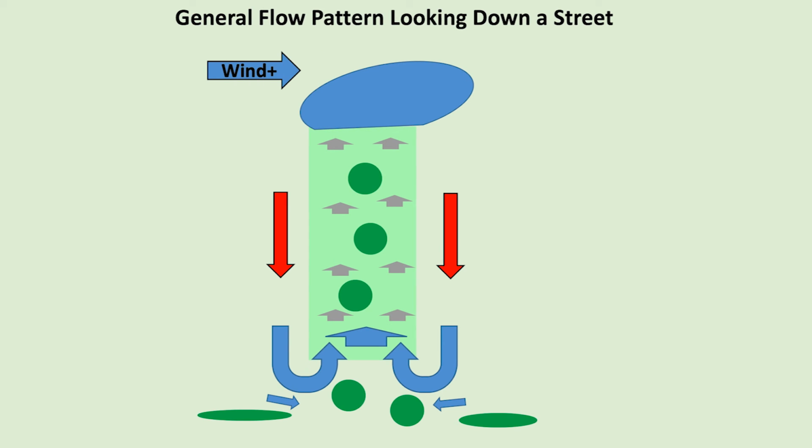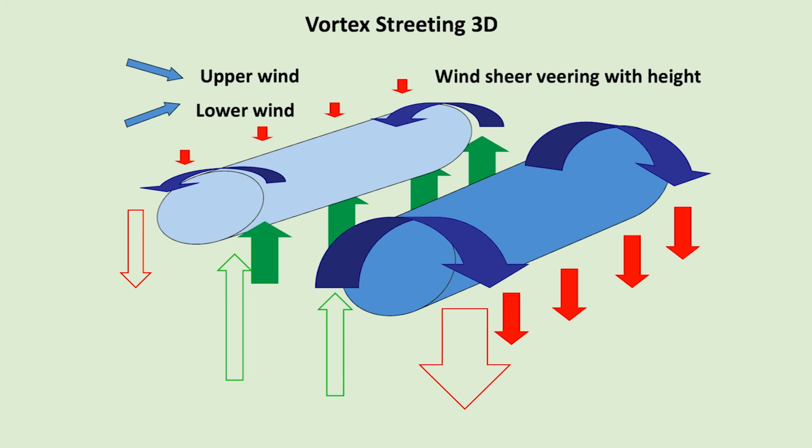So here's my general flow, but the upper wind has got a crosswind to the street, and so there's going to be more sink on the downwind side. Again, a vortex streeting 3D then. You can see there's a great tendency for the right-hand side of the screen to have a greater amount of sink than the left-hand side of the screen.